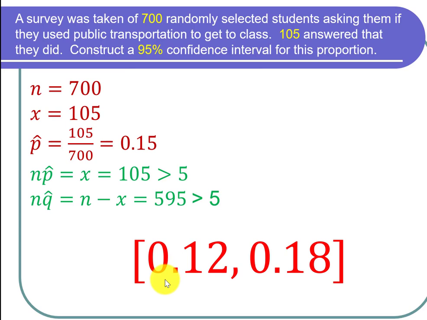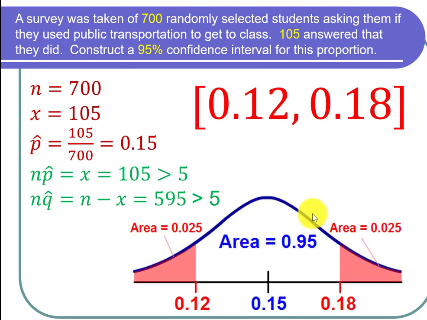All right, so we had a confidence interval from 0.12 to 0.18, rounded to 2 decimal places. And I could draw a picture, and what it gives me is a normal curve, which I knew because n p hat and n q hat were both bigger than 5. I want the area in the middle to be 95% or 0.95. And what our calculator gave us is that the values to make that area work are 0.12 and 0.18. So there's our confidence interval.